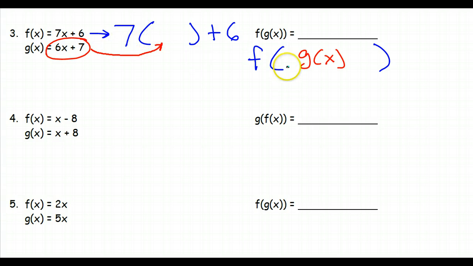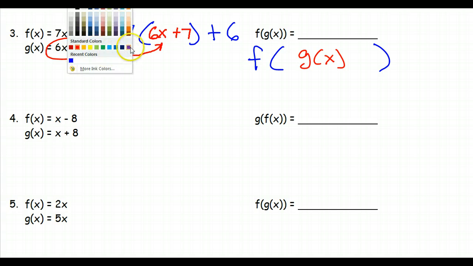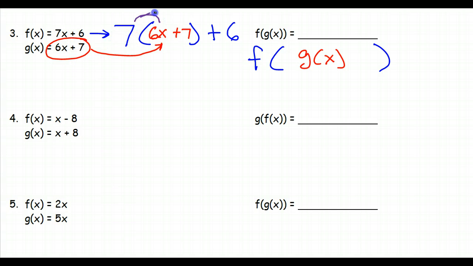Okay, so here comes function g. On the inside is my 6x plus 7. Just like the last problem, I will do the distributive property now. So that's going to give me 42x plus 49.